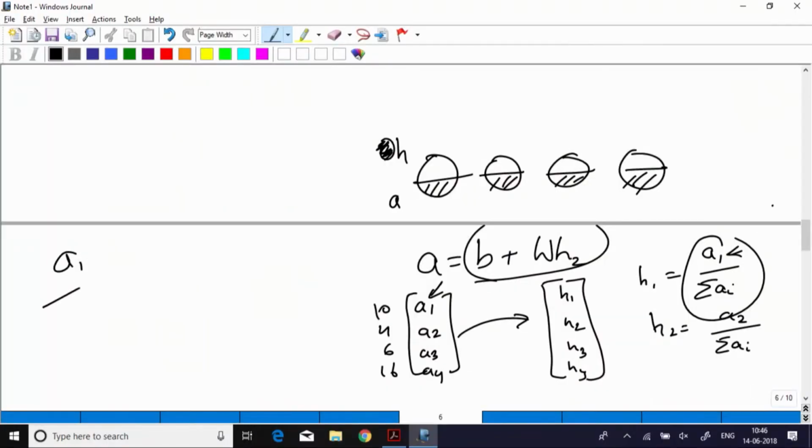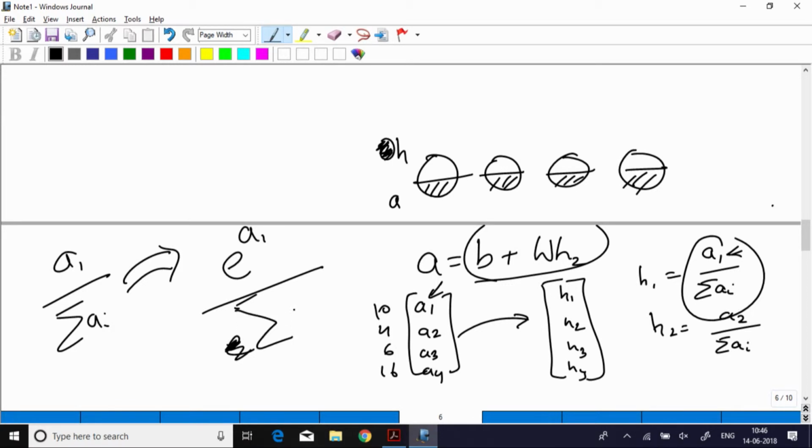So what we do in practice is instead of using A1 over summation AI, we use something known as the softmax function, which is e raised to A1 divided by summation e raised to AI. How does this help? First of all, is the summation going to be 1? Right? I'll have e raised to A1 plus e raised to A2 plus e raised to A3 plus e raised to A4 divided by the same thing. So that's going to be 1. Are all quantities going to be positive?